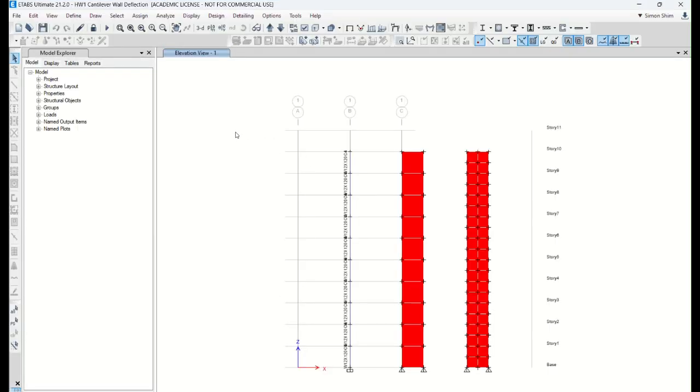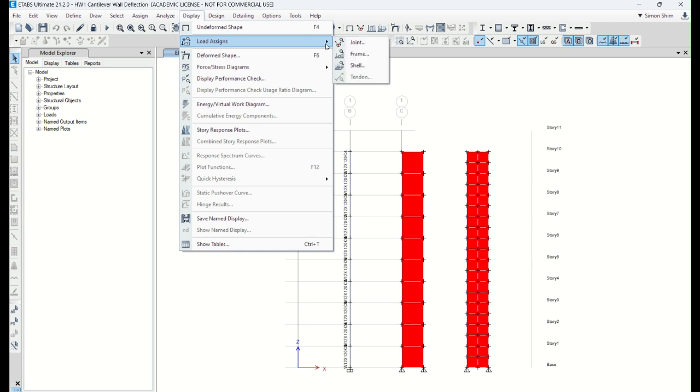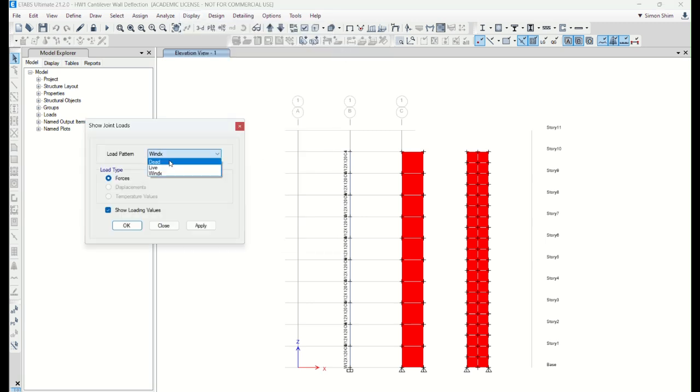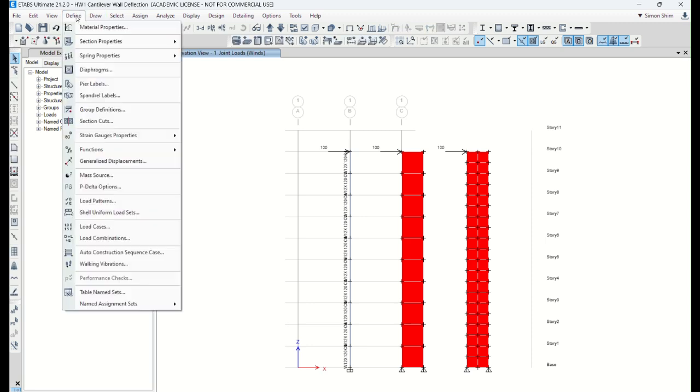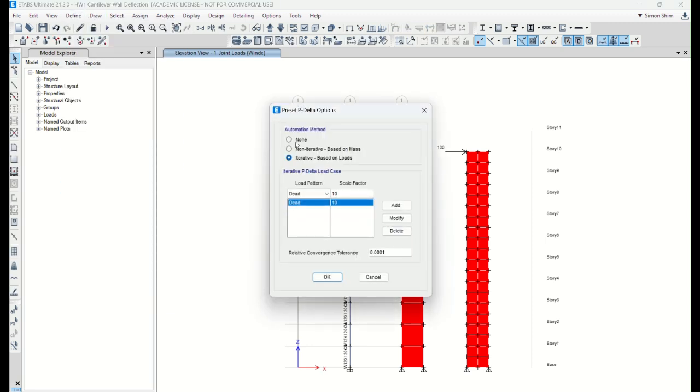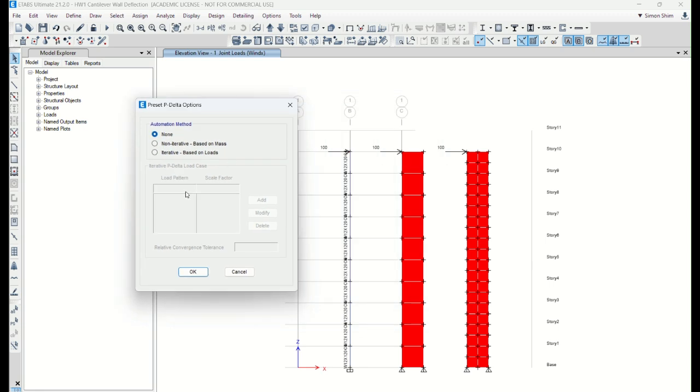The ETABS model I'm showing here, I think you're familiar with. You ran this model before and you checked the deflection, shear force diagram and bending moment diagram. Just for recap, we have dead load and wind load, but for wind load, we have 100 kips at the top. The building, you can see, is 100 feet tall, right? So I'm going to show you here how to define the P delta options. By default, the P delta effect is usually turned off.